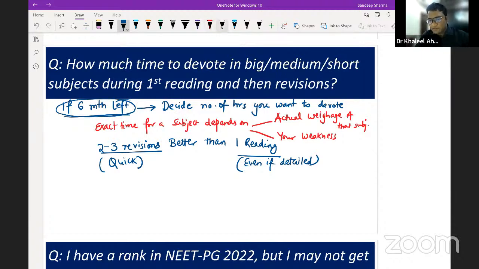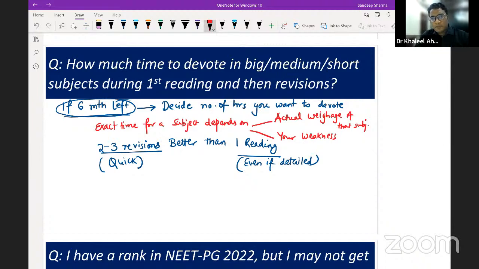So short subjects, if they are in the final year, they can have enough time. They can spend 10, 12 days for the short subjects. That is fine if they are in their third or final year. But doing it during NEET PG preparation, so many days is not advisable. You have to fix every subject's timeline and try to limit it to that.